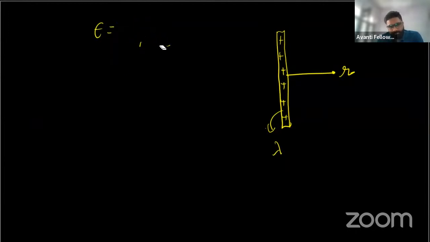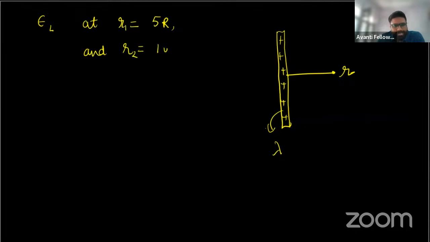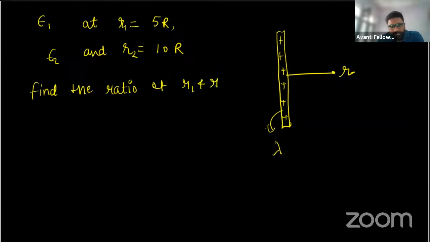Now the question to you: the electric field due to line charge at small r equals capital R, and small r equals R2 equals 10 R. So this is E1, this is E2. Find the ratio of E1 and E2. Calculate this ratio. बहुत सिंपल है. R1 and R2 की वैल्यू पुट करनी है. Take the ratio. Do it.